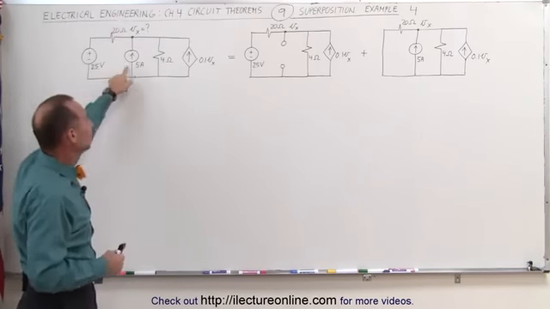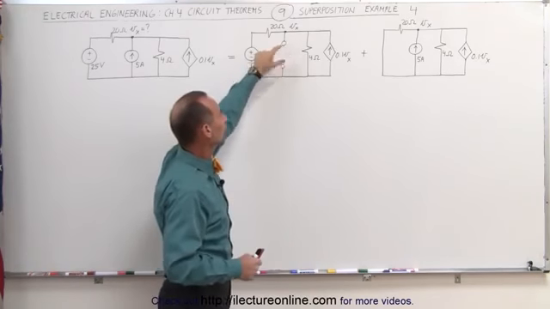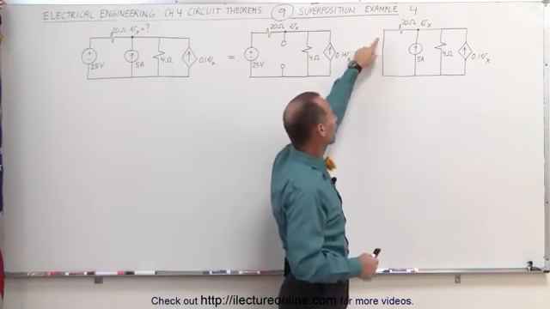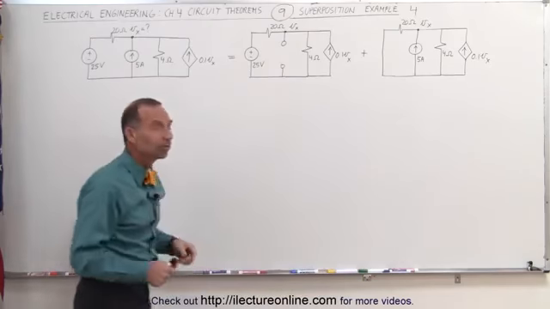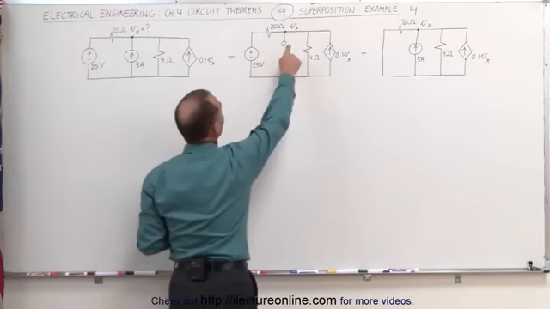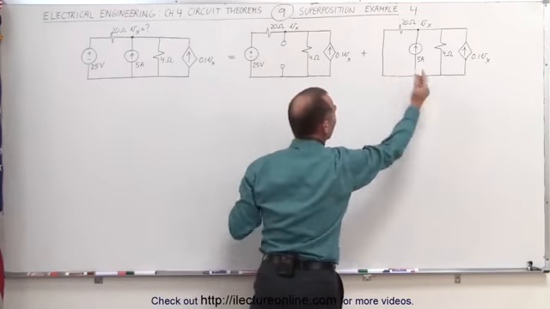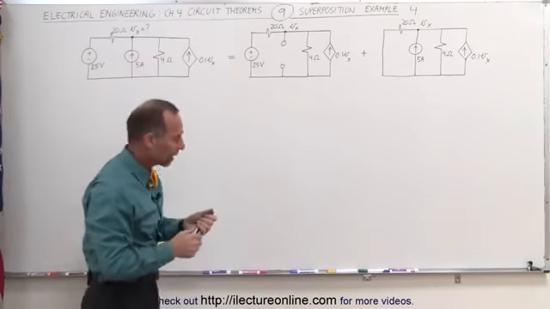We can remove, in this case, the current source, we have an open, and here we remove the voltage source, we have a short. So let's go ahead and find V sub x in this circuit and V sub x in that circuit, then simply add them together algebraically.